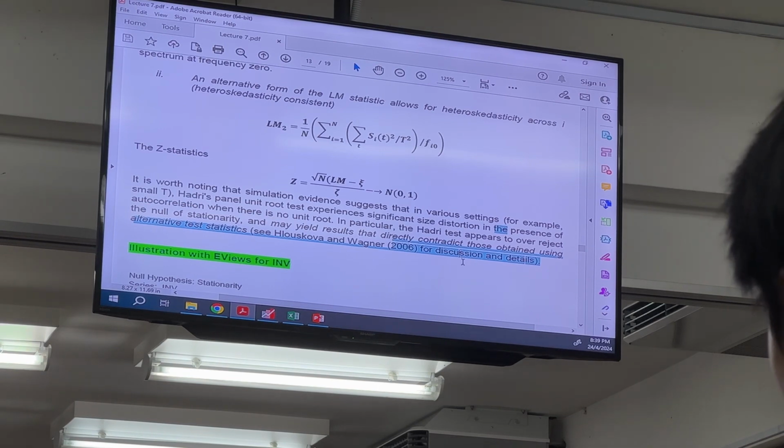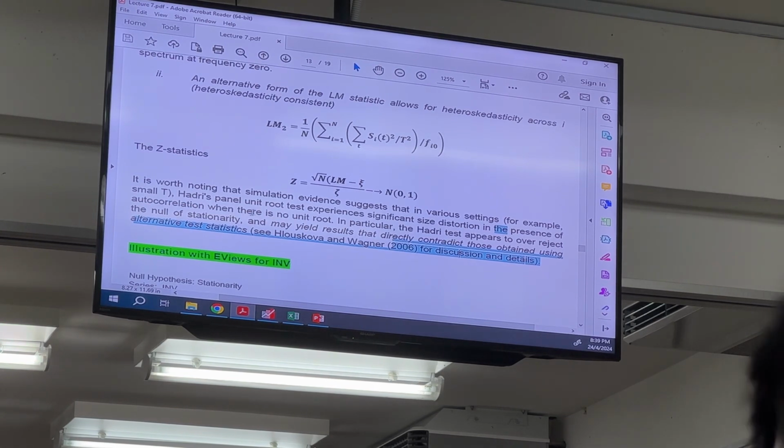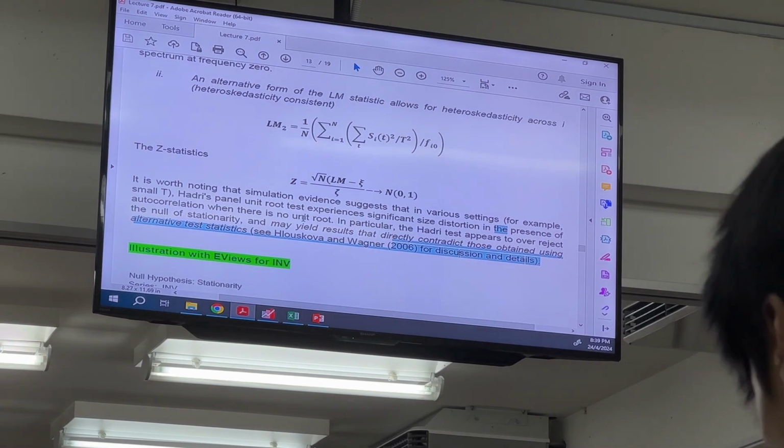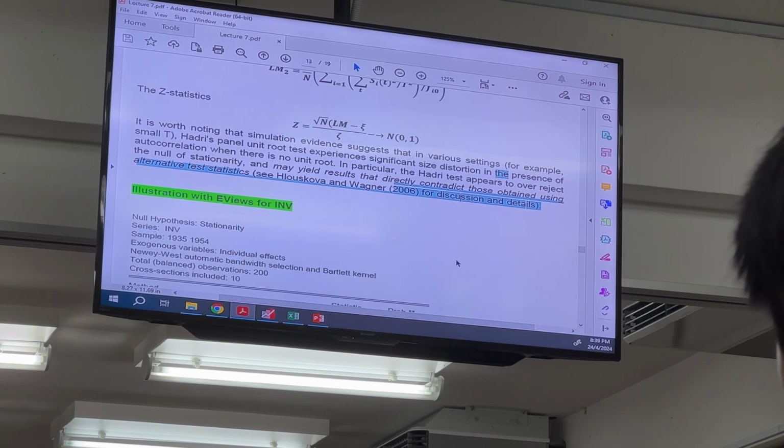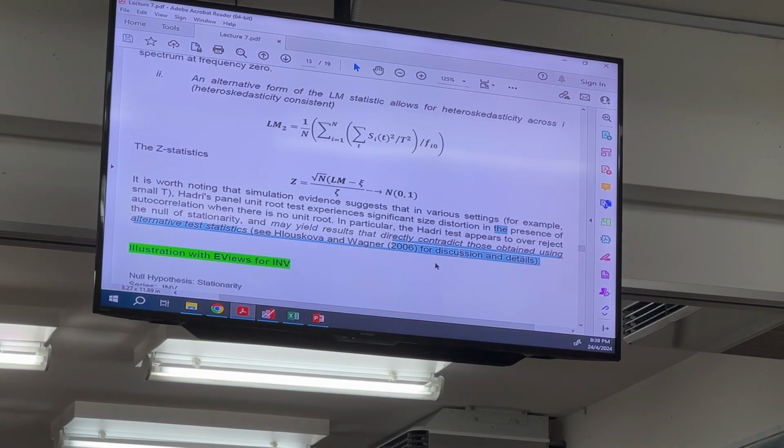So you have to bear in mind that if you have a small T, for example, if there is a non-unit root, or maybe if there is stationarity, you might have size distortion. So you have to make sure you have enough T and a big sample size. We have to make sure our sample size is good enough to apply the Hartree test.